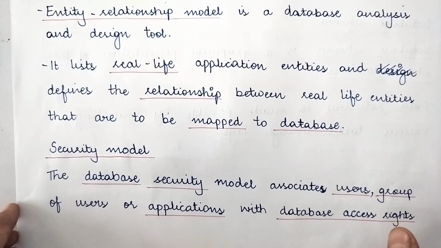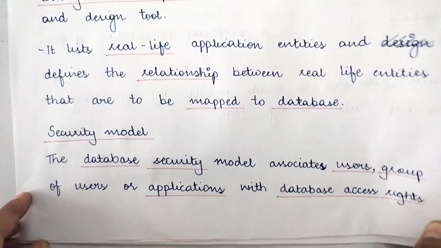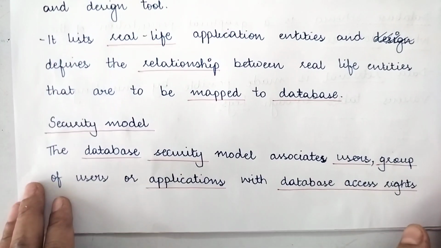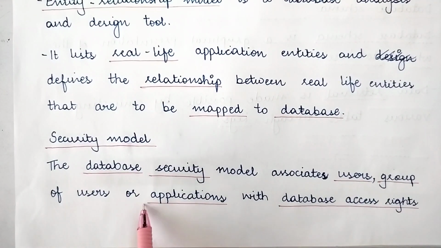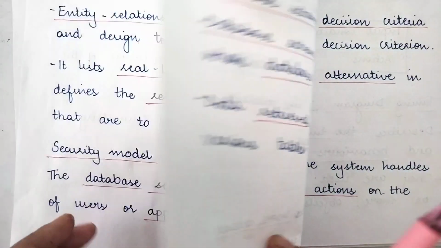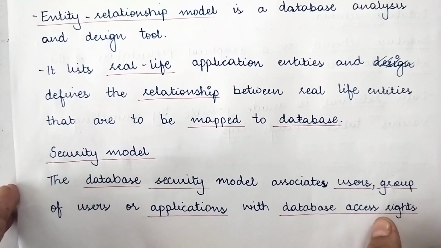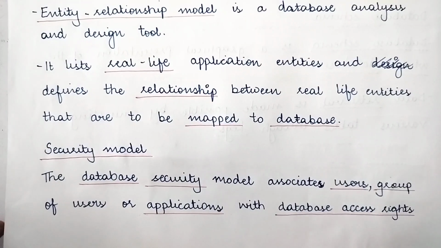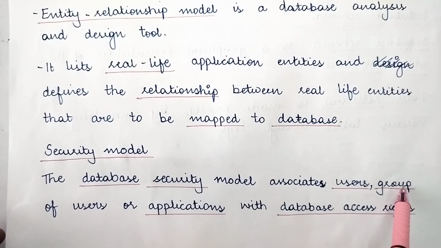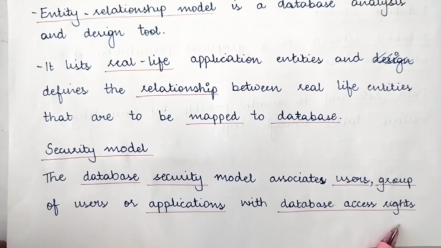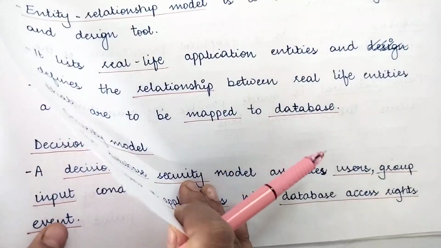Then the fourth tool is the security model. The database security model basically associates the users, the group of users or applications with the database access rights. That means who will be having what right to the database. All this is taken care of by the database security model, that is, which users or which group of users or which applications can have database access rights and what type of access rights.